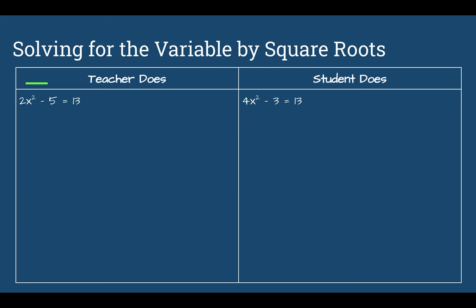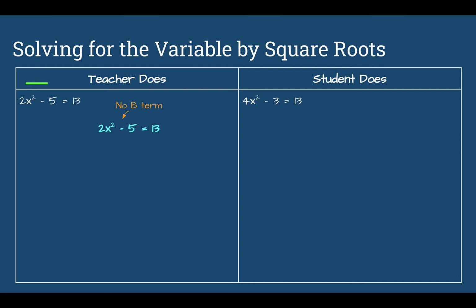Let's look at another example that looks slightly more complicated. So we have 2x squared minus 5 equals 13. In this case, there is no b term. So that term with just the x is missing. Because there's no b term, we can use the square root method to solve. All we need to do is just get x squared by itself, and then we can take the square root, just like we did in the previous example.